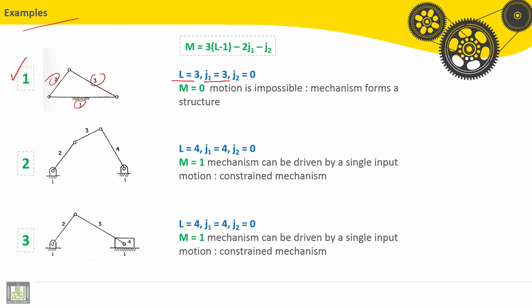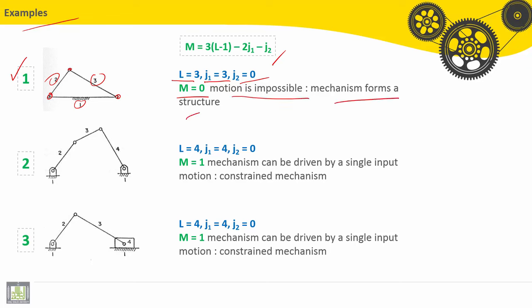J1 equal 3 also. It is the number of joints having 1 degree of freedom. First one, second one, then third one. And here we haven't a higher pair. So J2 equals 0. M, by using this formula, is equal 0. So motion for this mechanism is impossible.